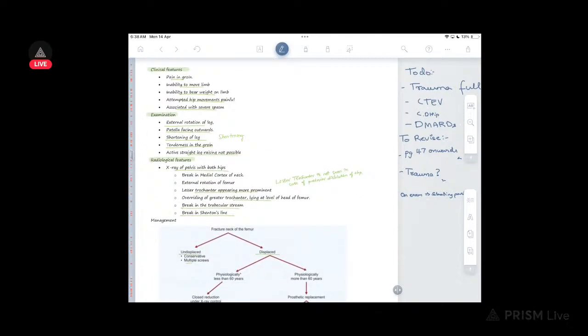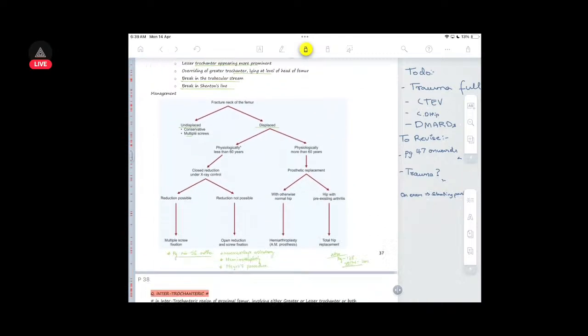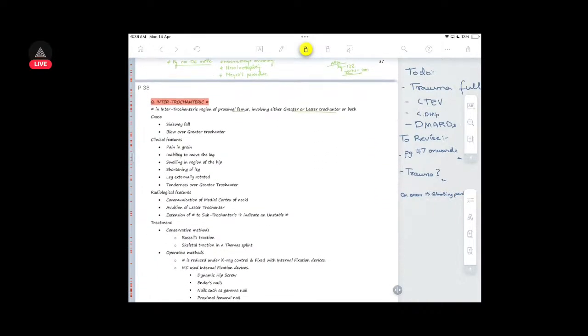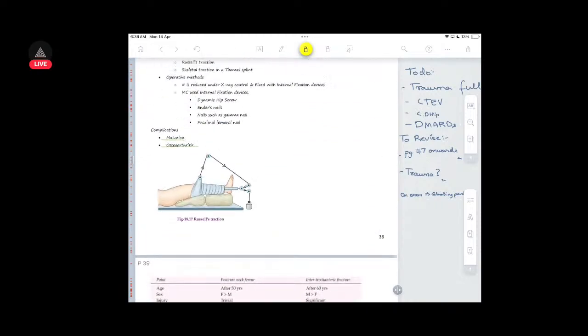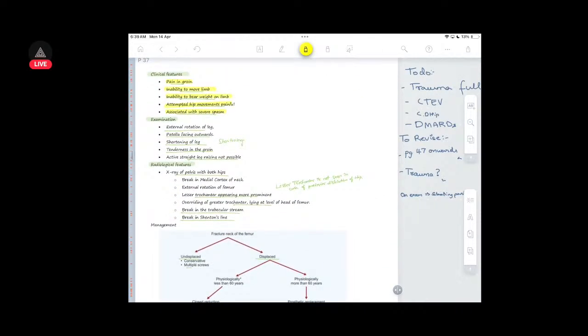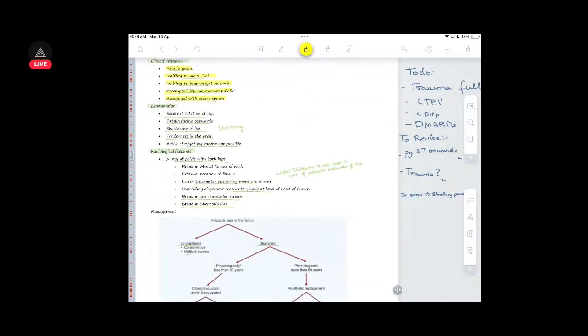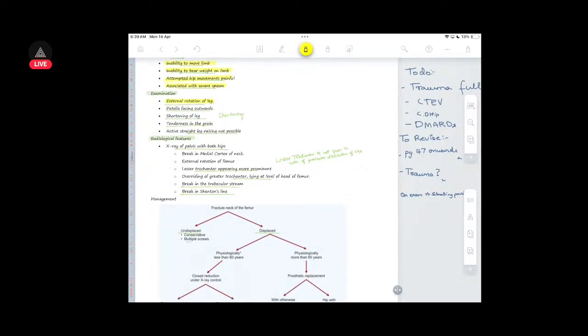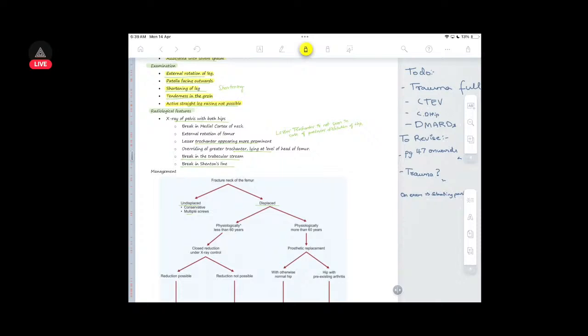Clinical features: you will have pain in the groin, inability to move the limb, inability to bear weight on the limb, attempted hip movements are very painful, and it is associated with severe spasm. On examination, there will be external rotation of the leg. The patella will be facing outwards. Shortening of the leg will be there. Tenderness will be in the groin. Active straight leg raising is not possible.